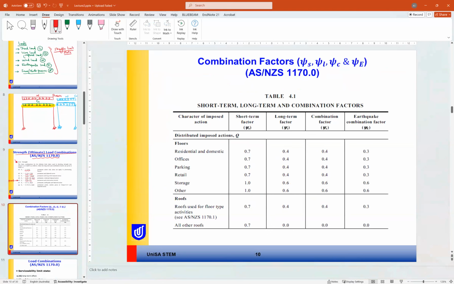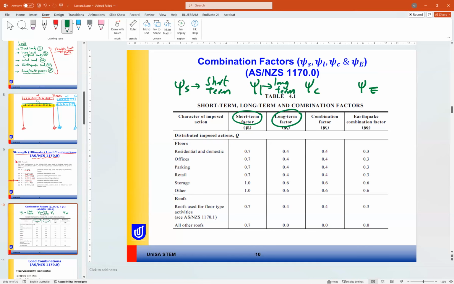Before we go to the next part, just have a look at the factors. So let's have a look at the factors we got in the load combinations. We have psi S, psi L, psi C, and psi E. Psi S, as you can see, is for short term loads. Psi L for long term. Psi C for combination factors. Psi E for earthquakes.